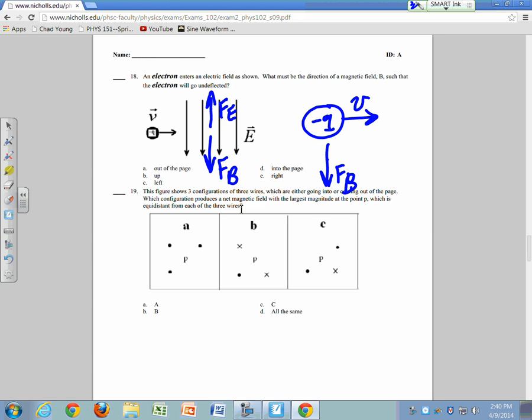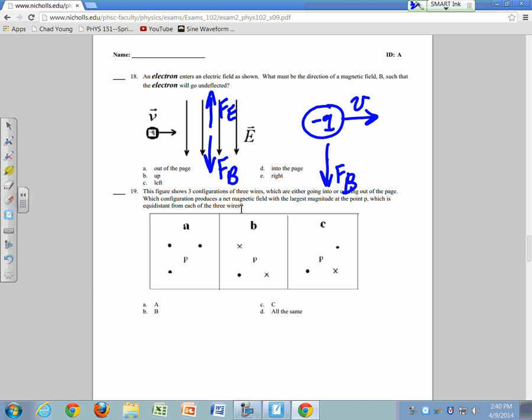Oh, one more question. Like you were saying, negative particles in the electric field feel the force opposite, while positive feel the force in the same direction. So that would be pointing up. If the particle was positive, Fe would be down, and Fb would have to be up in order to make it go undeflected.